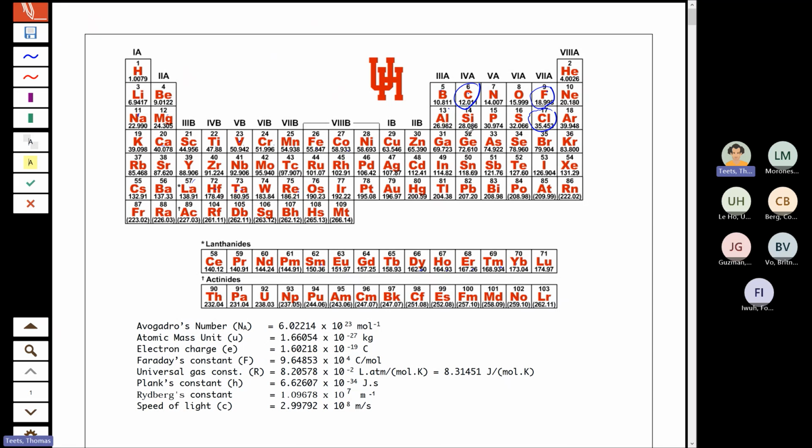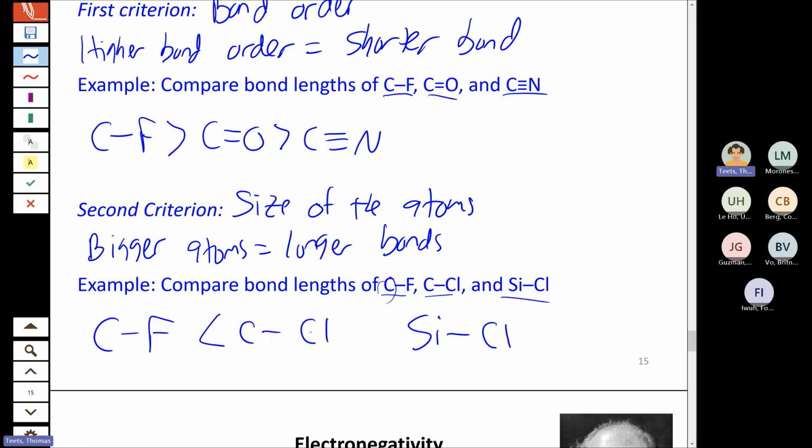I have to flip back and forth, so I'll get back to it. So then those two again: silicon is below carbon, so it's going to have a larger radius. That means its bond with chlorine should be longer than the bond with carbon. And so again, for these two here, the silicon-chlorine bond would be longer than the carbon-chlorine bond.